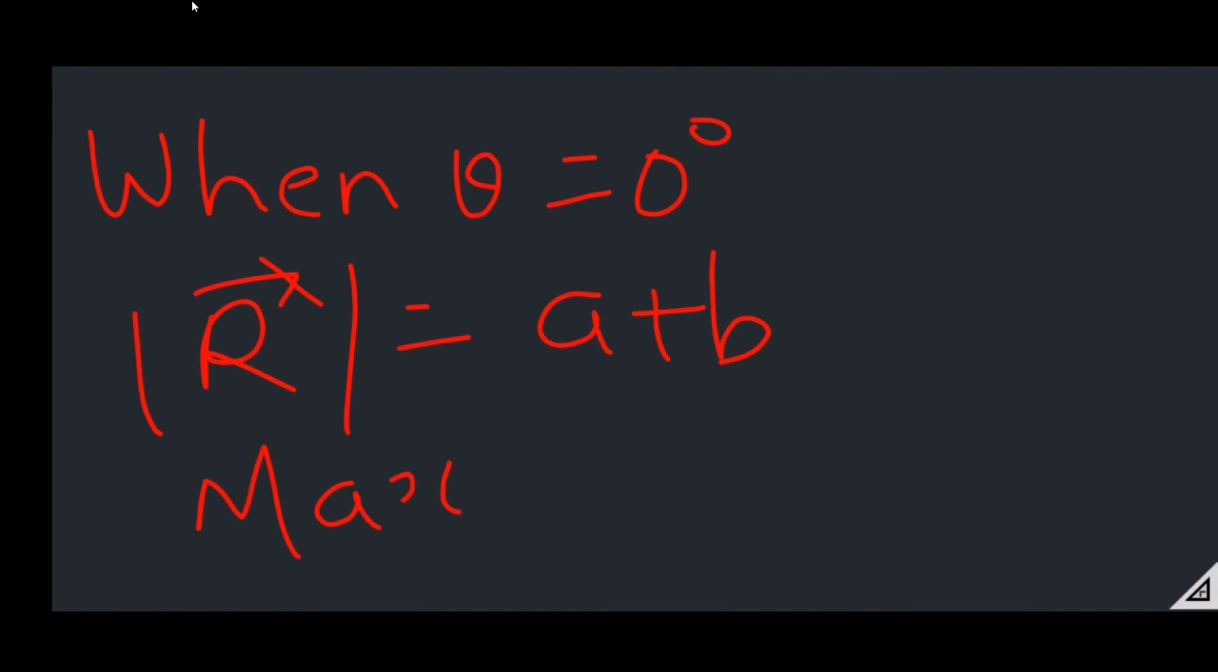It is the maximum value of the magnitude of resultant. So when theta equals 0 degree, then the value of the resultant is maximum. It can be asked in your MBBS entrance examination as well. So when theta equals 0 degree, modulus of resultant R equals a plus b, and it is the maximum value.